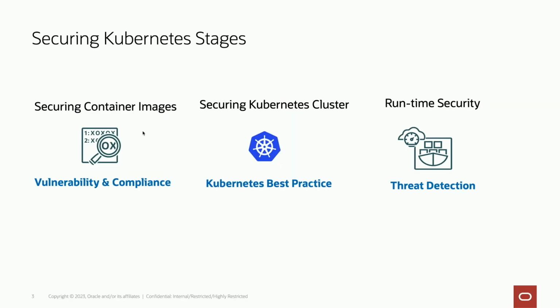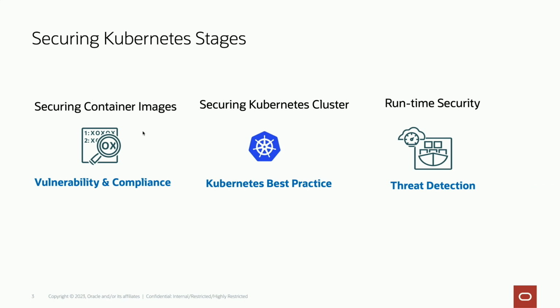So when we think about Kubernetes security, it's really not just one thing. It's multifaceted. And typically, you can break it down into 3 different sections. First of all, you want to secure container images. If there happens to be a vulnerability within a container image, and it makes it to your Kubernetes cluster at runtime, bad actors can exploit these vulnerabilities and compromise your entire cluster.